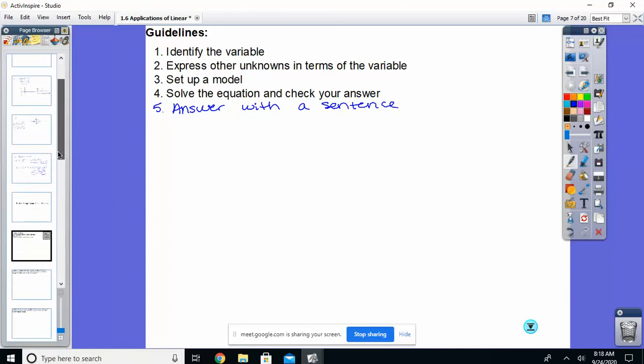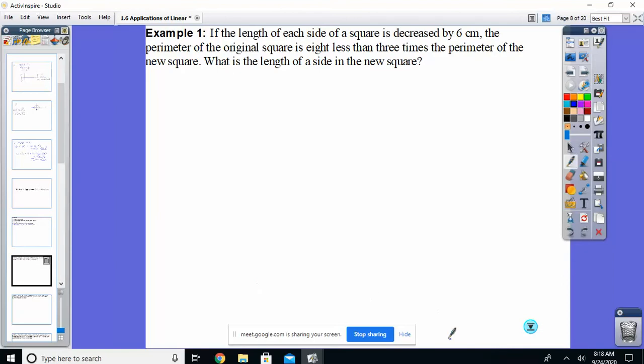So let's just take a look at a problem. Like I said, this is typed up on your handout that's posted, so you can just put example 1 and make yourself a note to look on Classroom. It's got the actual problem. If the length of each side of a square is decreased by 6 centimeters, the perimeter of the original square is 8 less than 3 times the perimeter of the new square. What's the length of the side of the new square?